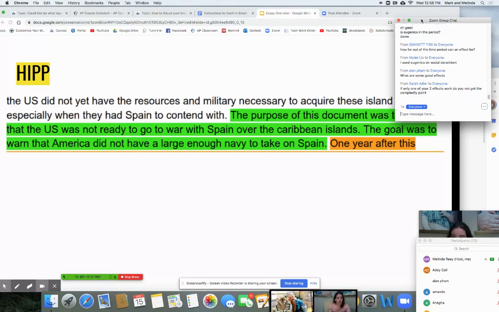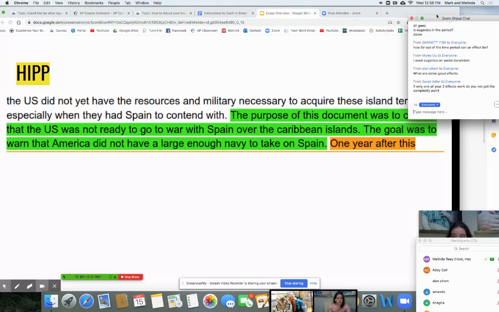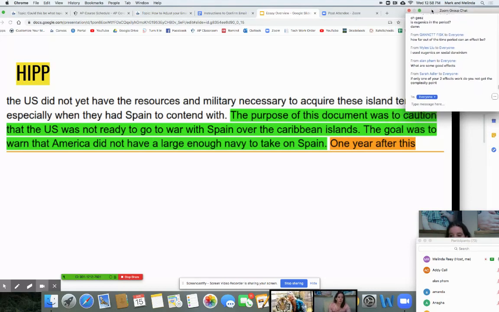If only one of your 2 effects work, do you not get the point? No. It's all or nothing. That's why it's called the unicorn point. It's really hard to be able to get.